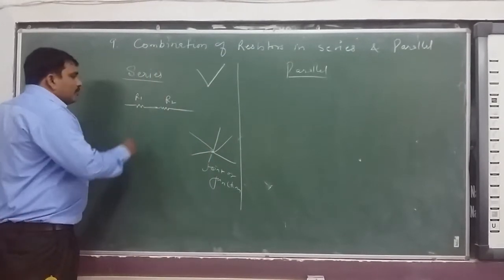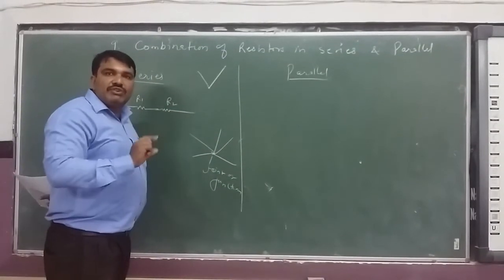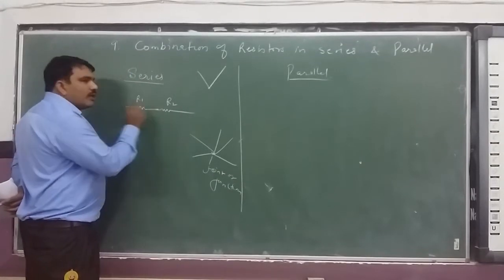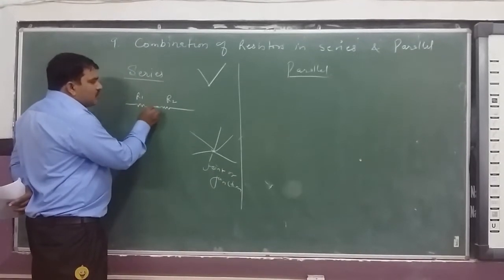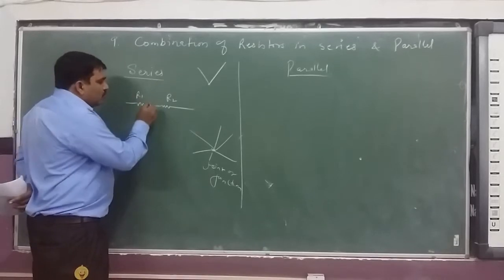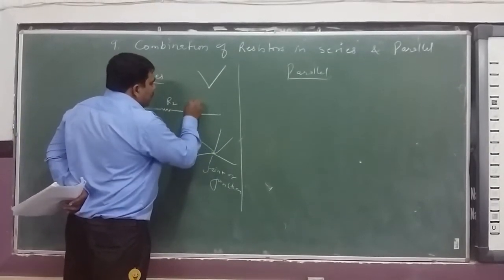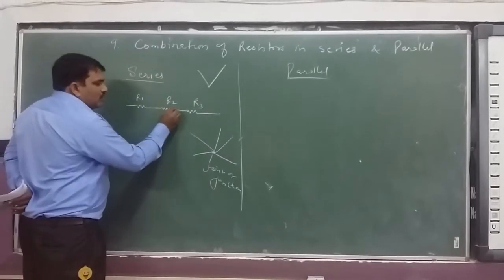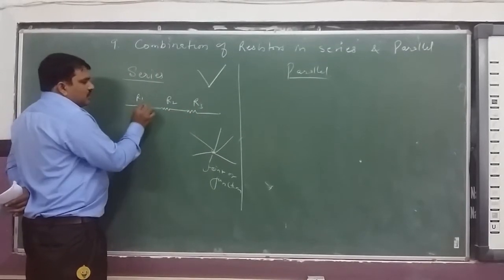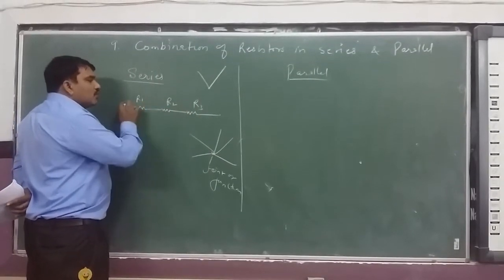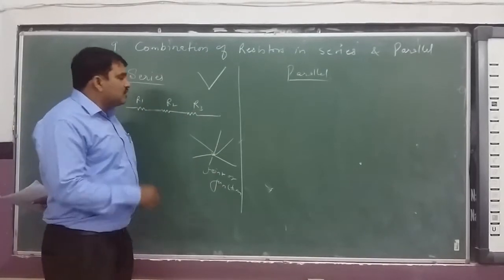Okay, so any 2 resistors will be in series if there is no joint between them. So can you find any joint between them? There is no joint, so they are in series. We can connect another resistance number 3. So here you can see there is no joint between them also. So there is no joint here, there is no joint here. So all the three resistors are in series combination.